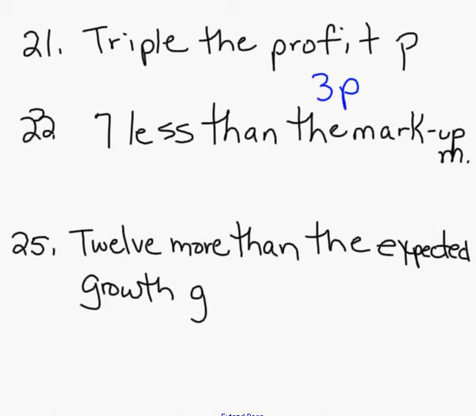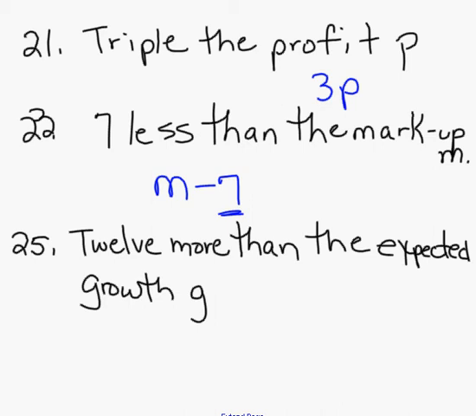Okay, number 23, 7 less than the markup M, means I'm starting with M, the markup amount, and now I have 7 less than that, which means I have to subtract 7 from it. Remember, anytime you see less than, you change the order of the statement. If you see just less, you don't change the order. Less than, you change the order. So this is going to be M minus 7. That's 7 less than what I started with, which was the markup M.